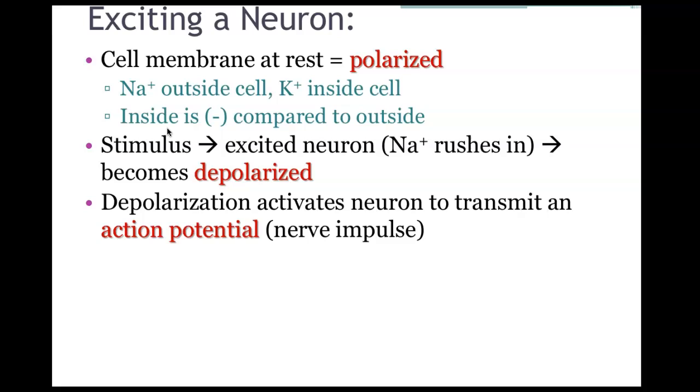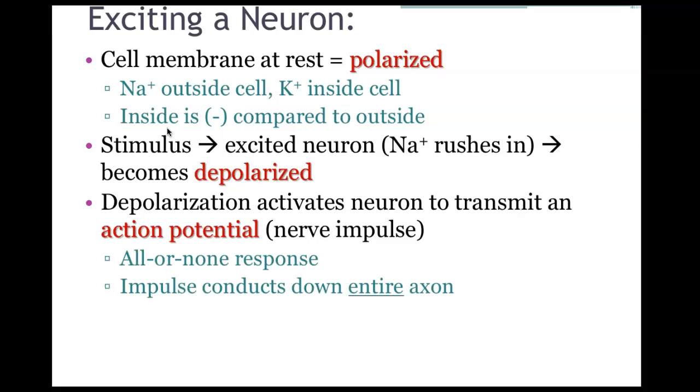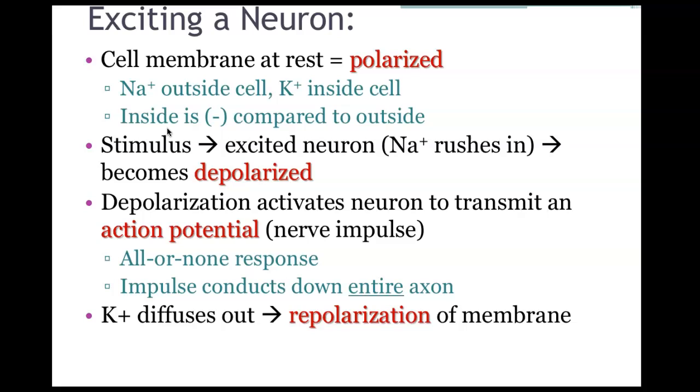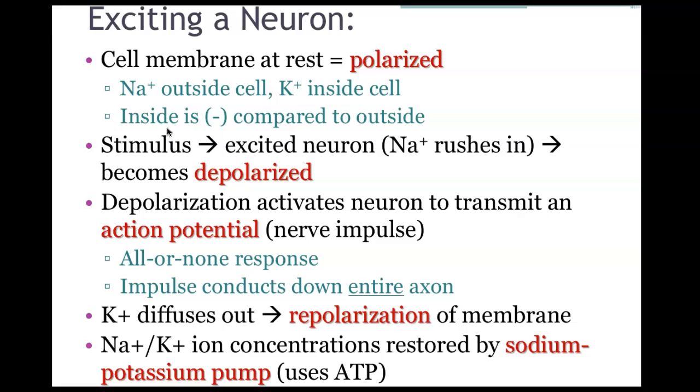Okay, the depolarization is going to activate the neuron to transmit an action potential. So as you saw in the video, once a threshold is reached at negative 55 millivolts, that's when the action potential, it's like an all or nothing phenomenon. The action potential is now definitely going to occur, and the impulse is going to be conducted down the entire axon. Once, I'm looking at my chart, I want to say it's positive, no, I'm sorry, it's positive 30.